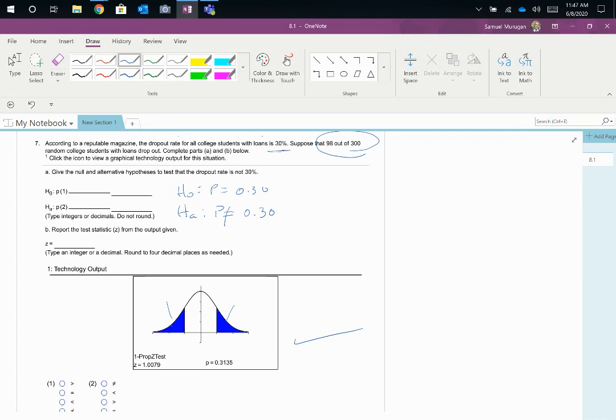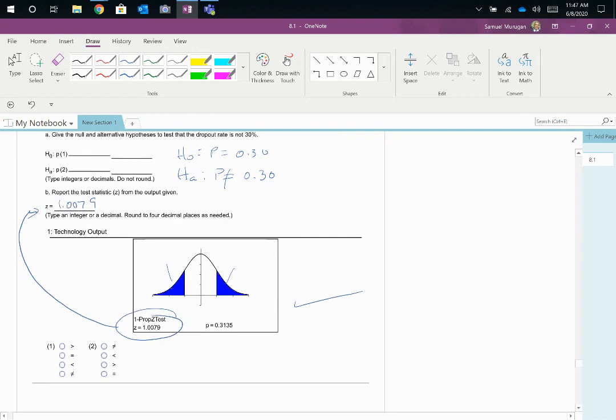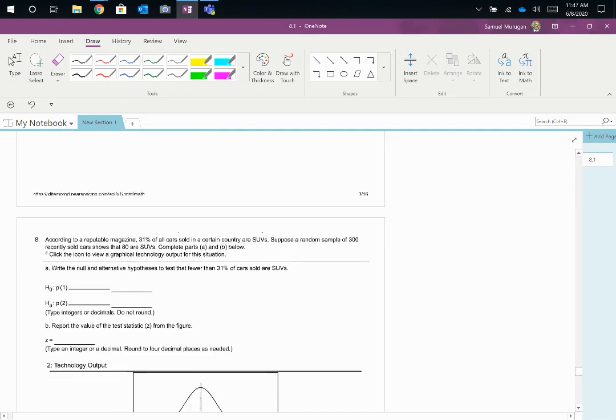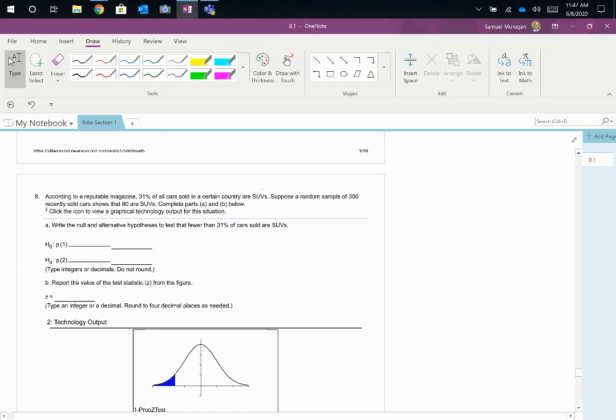Report the Z statistic from the output given. So right there is the Z statistic. Z is equal to, to 4 decimal places, 1.0079. Okay, notice they're not asking us for conclusions as yet. We're going to get into that more in chapter 8.2 and perhaps later in the section.